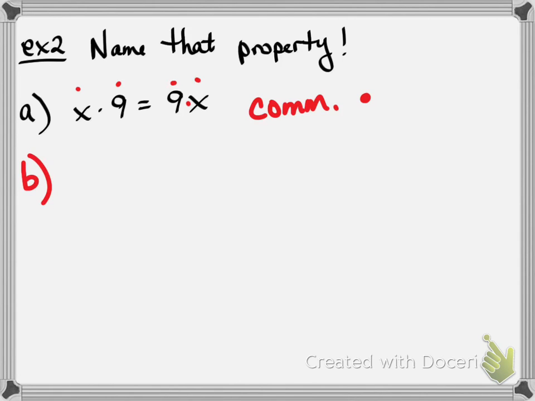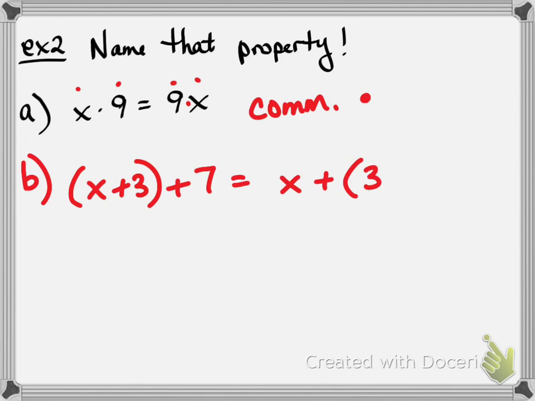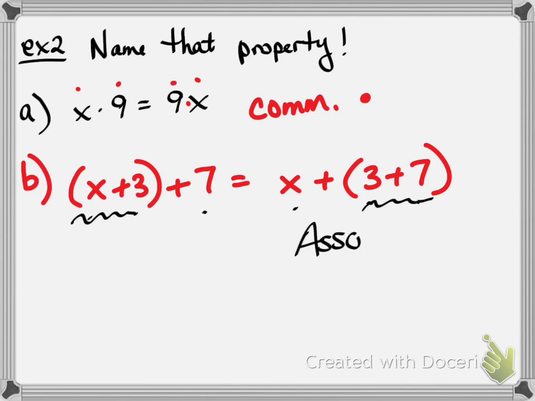B, we have (x plus 3) plus 7 equal to x plus (3 plus 7). On this one, the order is the same. x, 3, 7, x, 3, 7. All that changed was who is associating in the parentheses. So that's the associative property. Be careful abbreviating that, of addition.